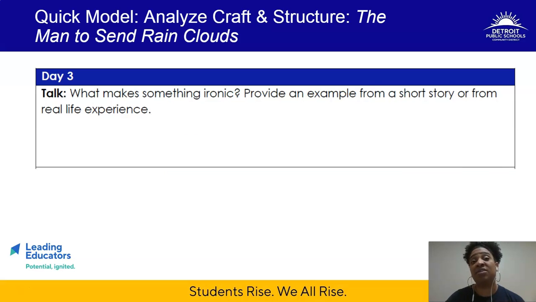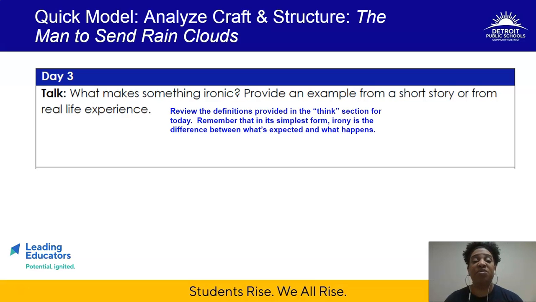So let's model our approaches to some of the reflection questions in our lesson here. Starting with the question that you're supposed to discuss with a family member, caregiver, or friend. What makes something ironic? Provide an example from a short story. So it can be this short story or any other short story, or from real life experience. So there's a couple of ways to approach this. You can review the definitions provided in the Think section.